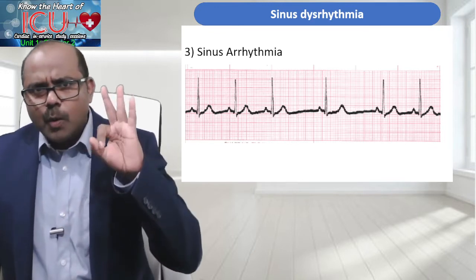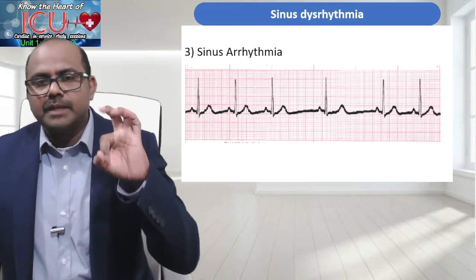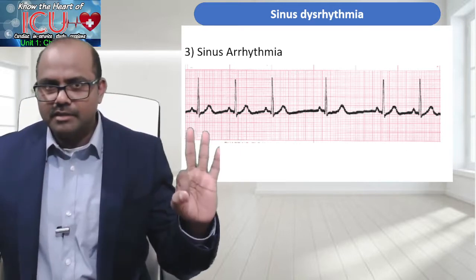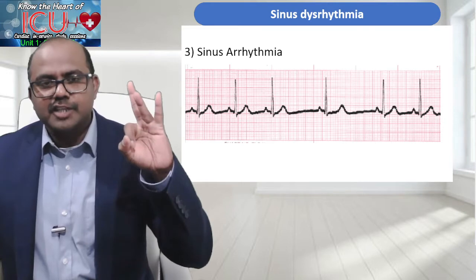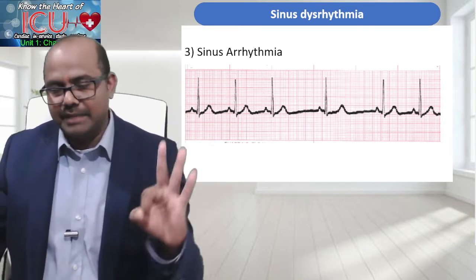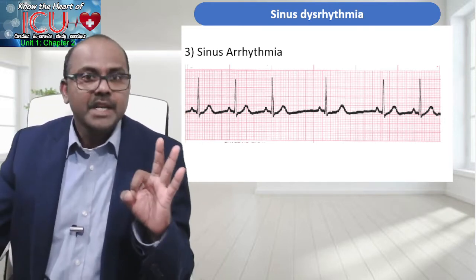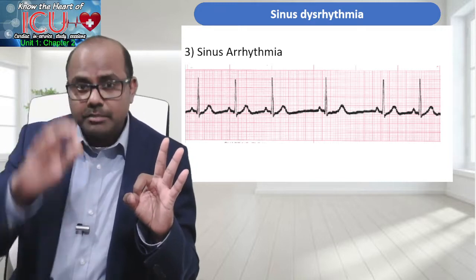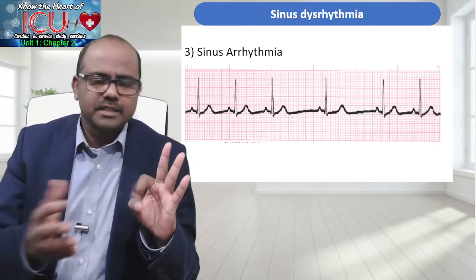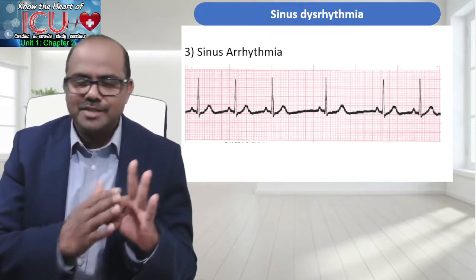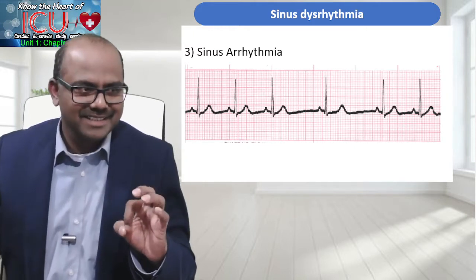So now you know three abnormal rhythms from the SA node. That's all from the SA node: sinus tachy, sinus brady, and sinus arrhythmia. There are other dysarrhythmias, sinus exit block, sinus arrest, but don't look into that. It's not that important, so just leave it behind.